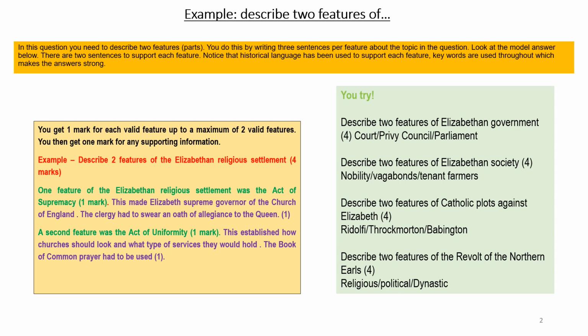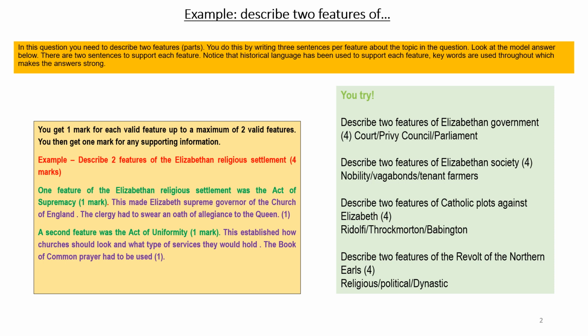So what you'll notice about that model example is that there are approximately 3 sentences per feature. 1 sentence introducing the feature and 2 to support it. So you are aiming for 3 sentences per feature in your exam tomorrow. So 6 sentences in total.